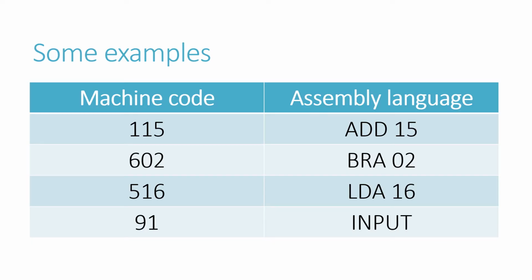So here are some examples. Machine code 115 is the same as assembly language ADD 15. Add the value at location 15 to the accumulator. 602 means branch to location 02. BRA stands for branch. 516 means load the value at location 16 into the accumulator, and 91 just represents take the input. And notice that that doesn't have a memory location. The input is just put straight into the accumulator.